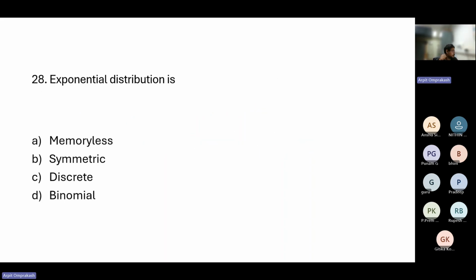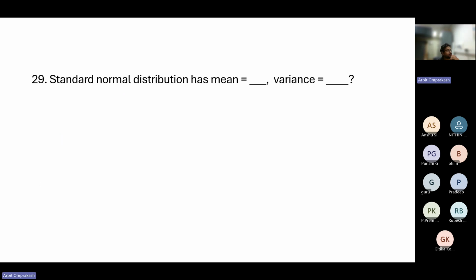The next question is, the exponential distribution is A, memoryless, B, symmetric, C, discrete, D, binomial. What is the correct answer here? A, memoryless. Perfect. The answer here is A, memoryless, because the exponential distribution is not symmetric, discrete, or binomial. Next question is, standard normal distribution has mean of dash and variance of dash. So we're talking about standard normal distribution. Who can tell me the answer?